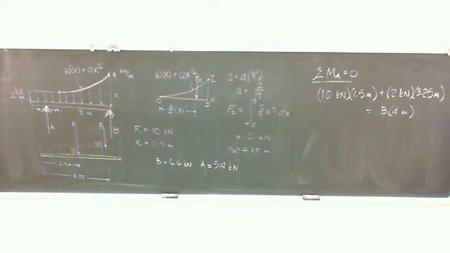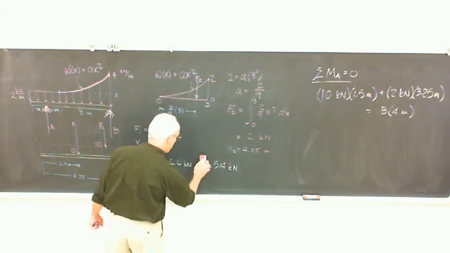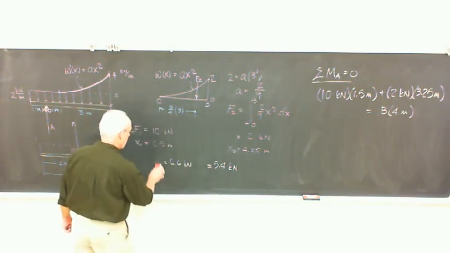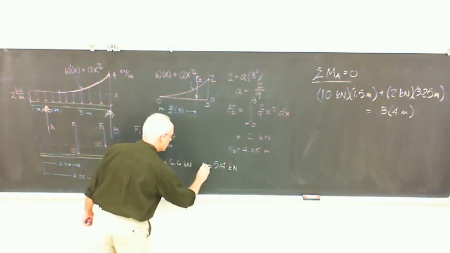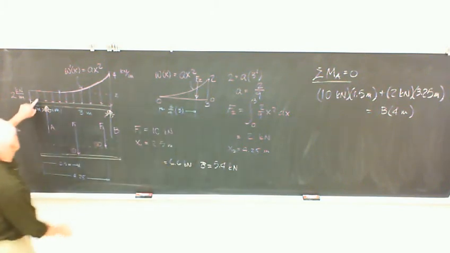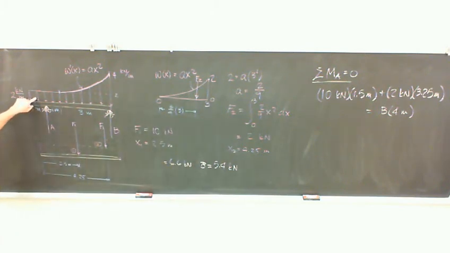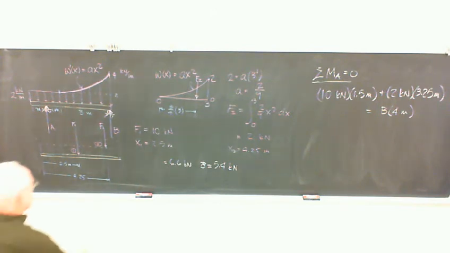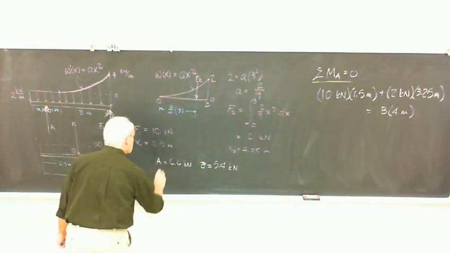So B comes out to be? 5.4. Okay. How does that make sense though? Yeah, because there's an extra on the other side of A. B is all the way at the end, so this little bit, as it pulls down on this side, is actually going to lift up a little bit on the end, lighten that load something. So intuition doesn't always work.